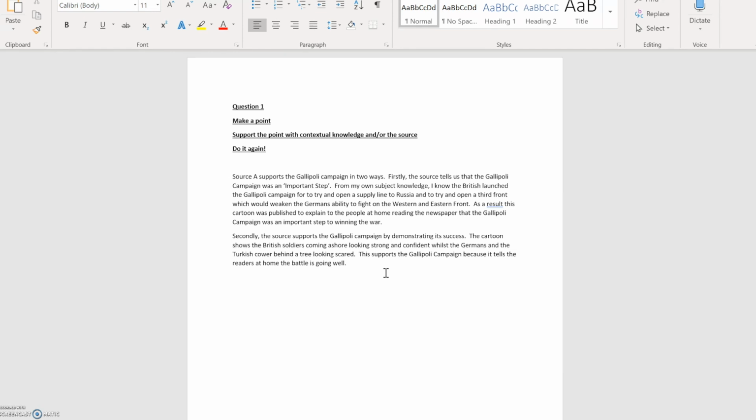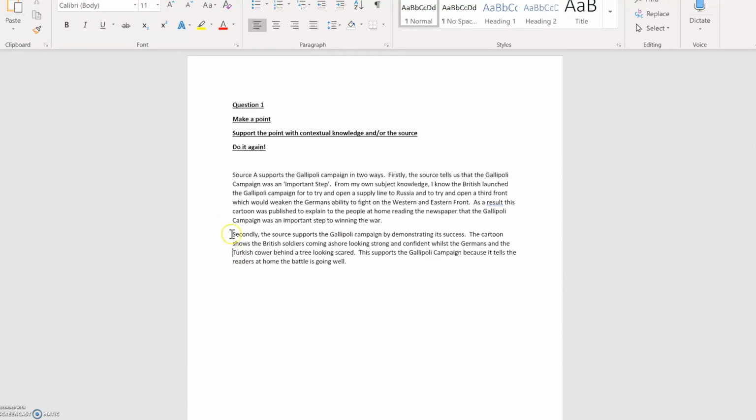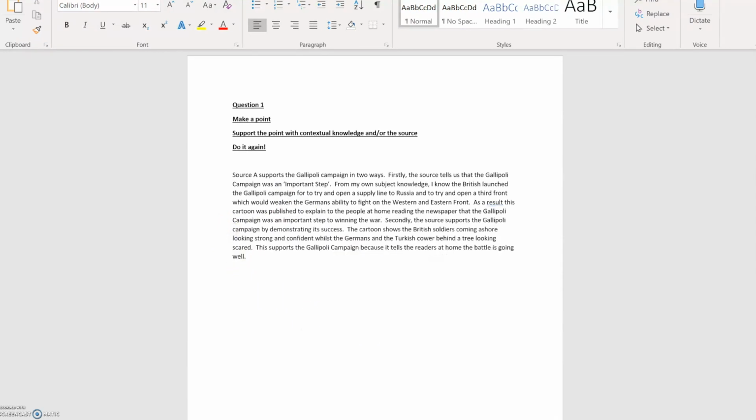Now, one thing I would also say as a piece of advice when it comes to question 1 is don't take too much time. This should be a 5-minute answer. Okay, 1 paragraph, 5 minutes. I've just separated into 2 here so you can see where my 2 individual points are. In the exam, it should look like this.